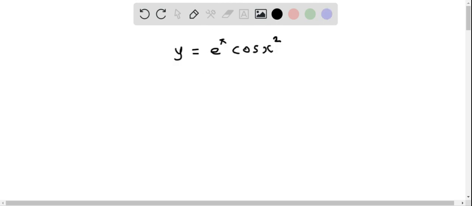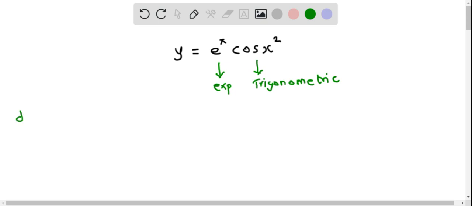We will now differentiate this given function. We have y equals e power x times cos of x squared. Basically, we see that it is a product of two different functions: an exponential function and a trigonometric function. So we have a product of two different functions, which means we apply the product rule.